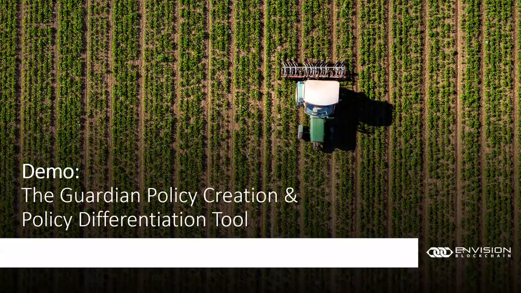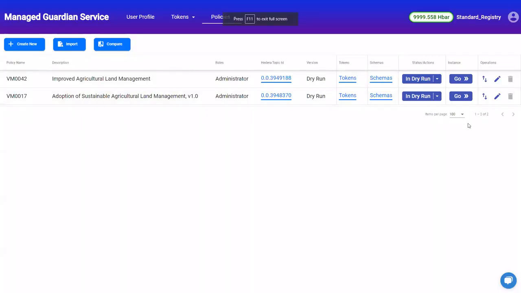Now we can move into a demo. We're going to start with the policy differentiation tool and then move into how we create these policies and how we input the information. So first off, we can look at the configuration of these. We could go into 42 first.